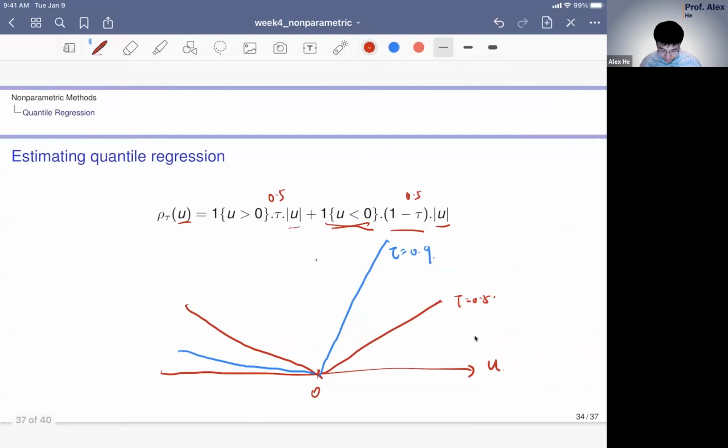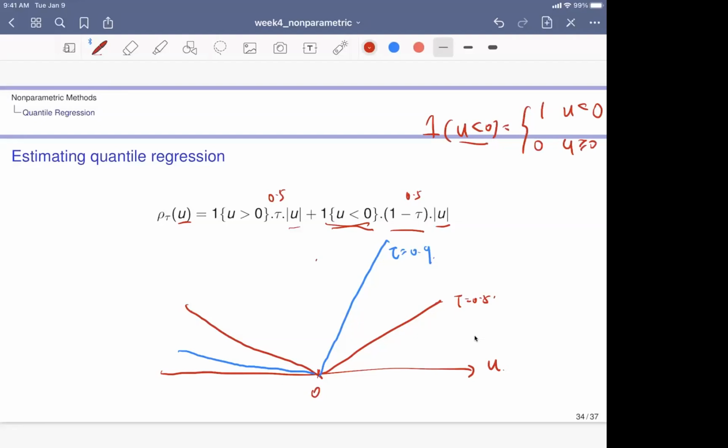Question, Professor. What does the number one mean here, in the function? Oh, that's 1 of u, the indicator function. It equals one if it satisfies this criteria. So it equals one if u is smaller than zero. It equals zero if u is greater than or equal to zero. Okay, got it, thanks. Any other questions?